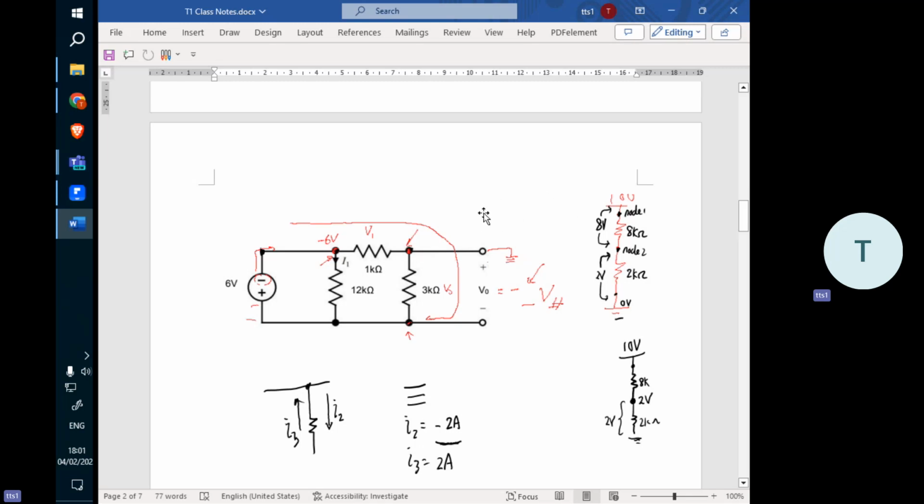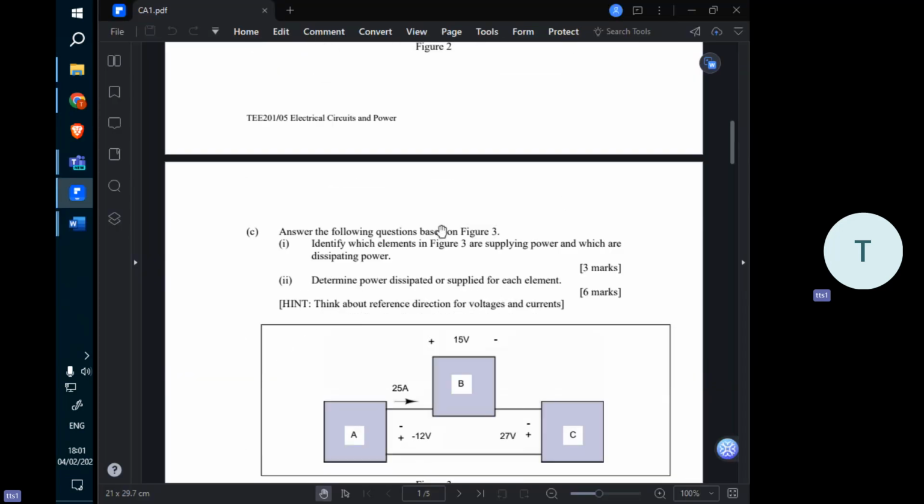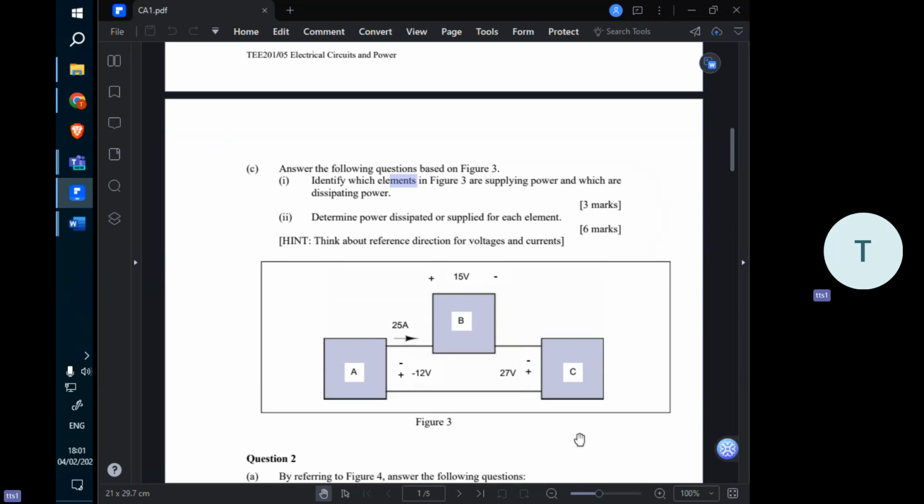Okay, this is for part 3. And then this one we already discussed last time. I gave you one example also. To figure out which one is supplying power, which one is dissipating the power, A, B, C, we have 3 unknown elements. We need to figure out which one is supplying, which one is absorbing the power. So this is the measurement we have for these 3 elements, and then the current flow.